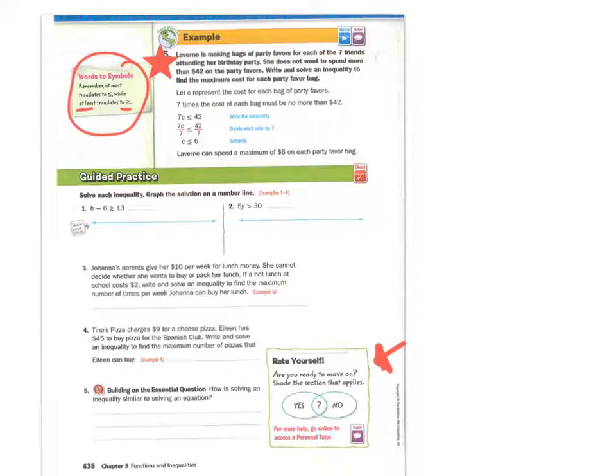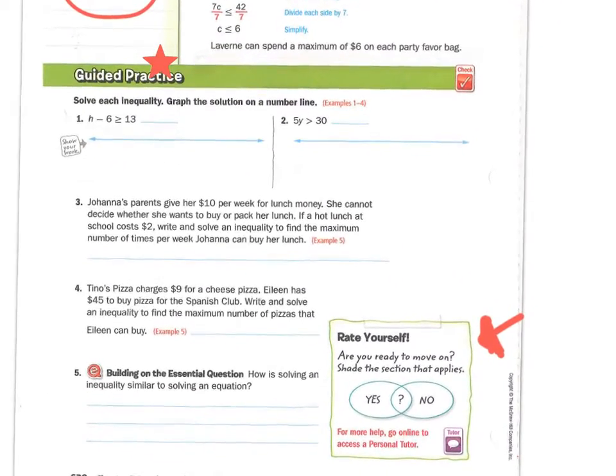Welcome back. Let's check your answers. For number 1, you should have had h is greater than or equal to 19. You can place your 19 just about anywhere you want on the number line. You would have a closed-in circle, and you would be going to the right.